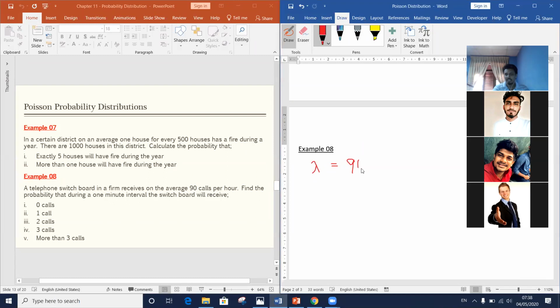Can we consider the lambda value as 90 here? Can or can't? Can't. Why? This is 1 hour. Yes, exactly. Right? 90 calls per hour.